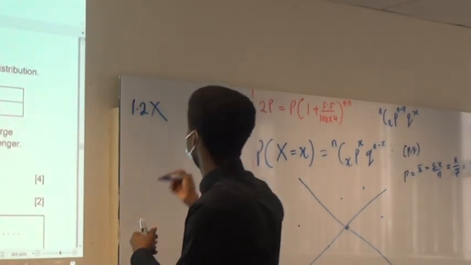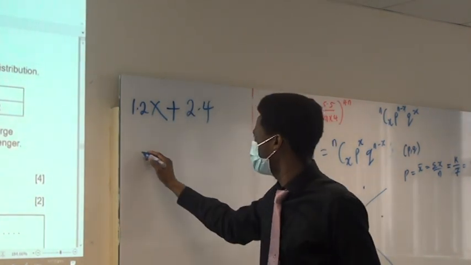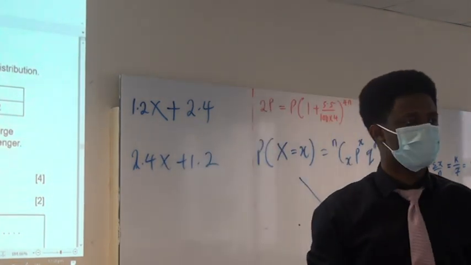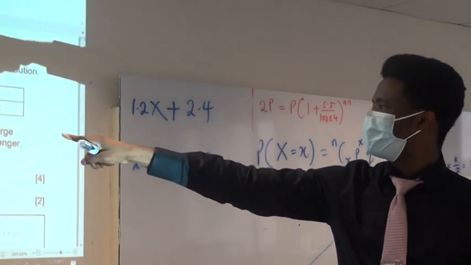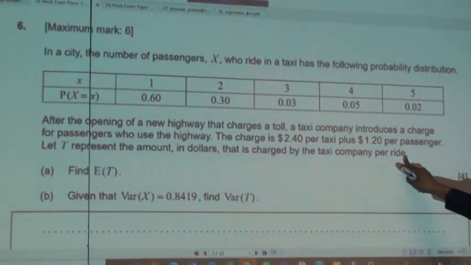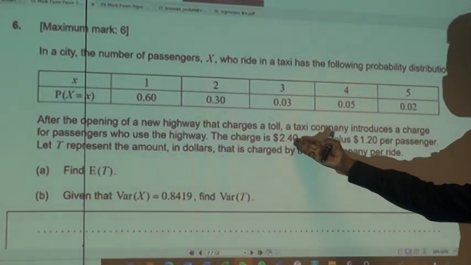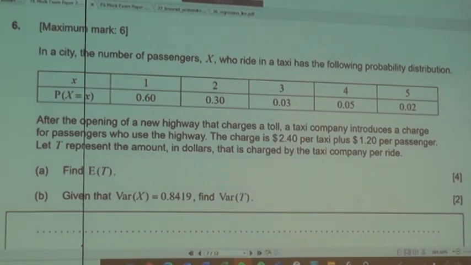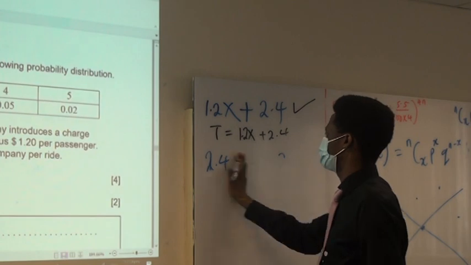Per taxi, it means, so for each taxi, you have this, then for the taxi itself, you have 2.4. Somebody did 2.4x plus 1.2 mistakenly. Do you understand? So you need to read that to know. Let T represent the amount in dollars that is charged by the taxi company per ride. Per ride. How many taxis do you need in a ride? One taxi. So you don't have business multiplying this by anything. So your T is simply the random variable 1.2X plus 2.4. That's what I'm trying to say.